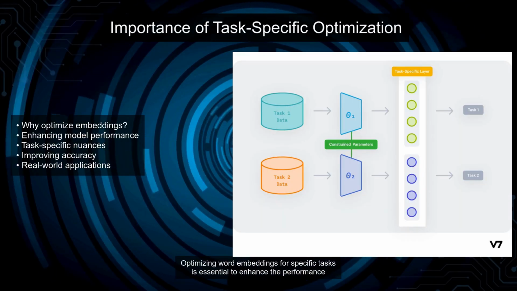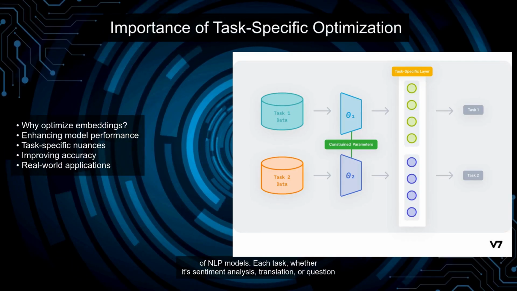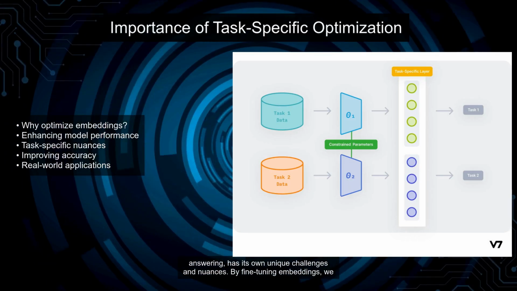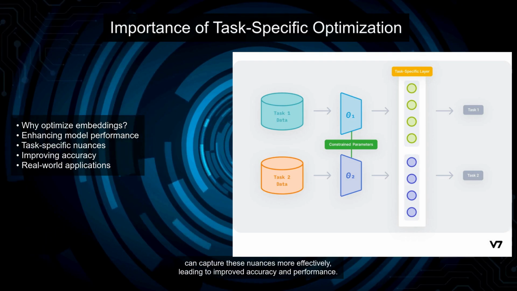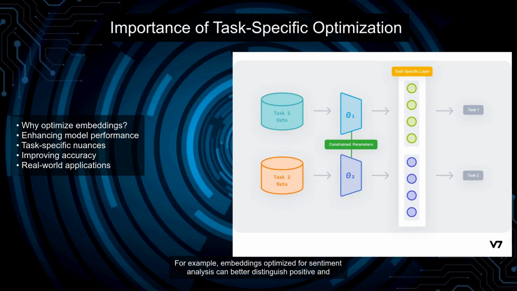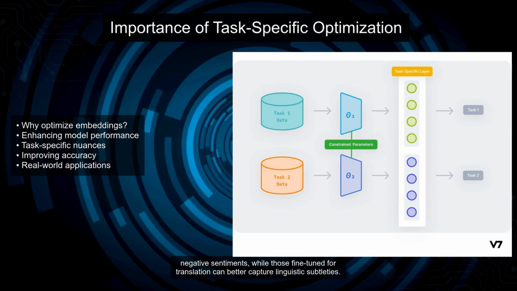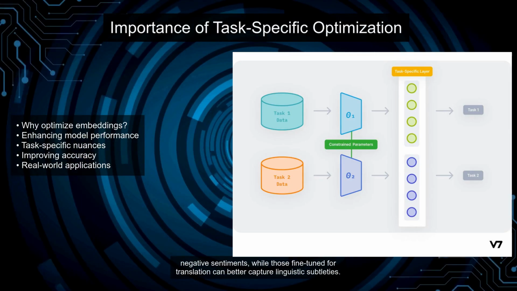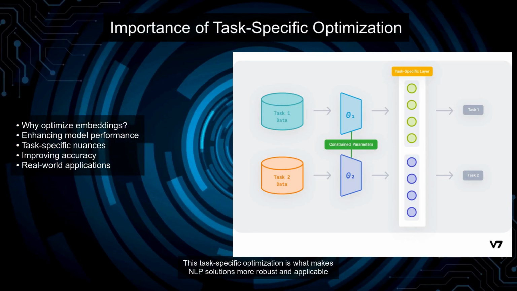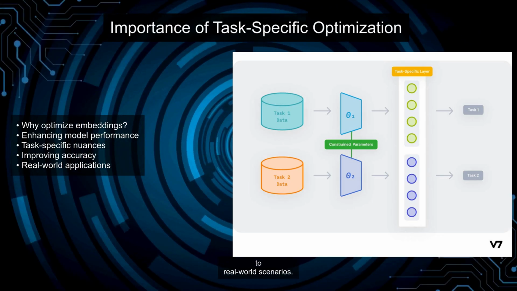Optimizing word embeddings for specific tasks is essential to enhance the performance of NLP models. Each task, whether it's sentiment analysis, translation, or question answering, has its own unique challenges and nuances. By fine-tuning embeddings, we can capture these nuances more effectively, leading to improved accuracy and performance. For example, embeddings optimized for sentiment analysis can better distinguish positive and negative sentiments, while those fine-tuned for translation can better capture linguistic subtleties. This task-specific optimization is what makes NLP solutions more robust and applicable to real-world scenarios.